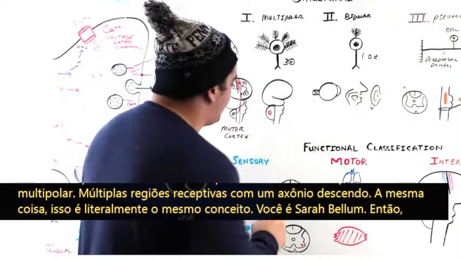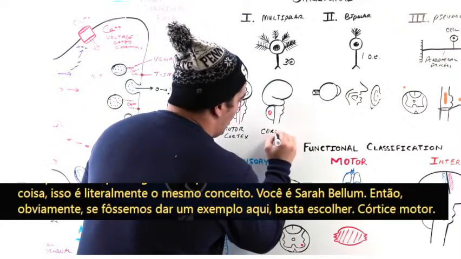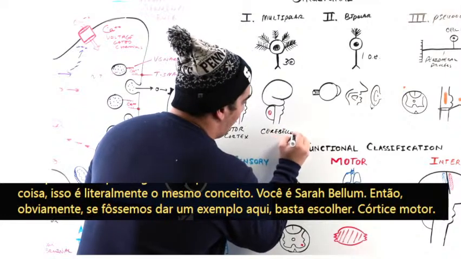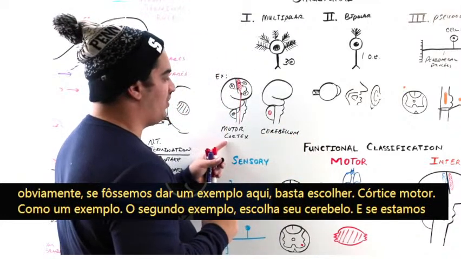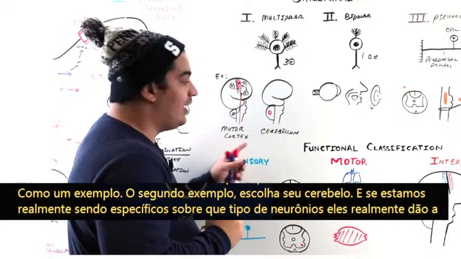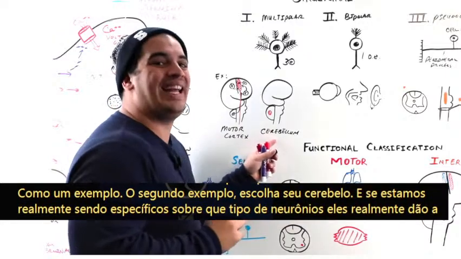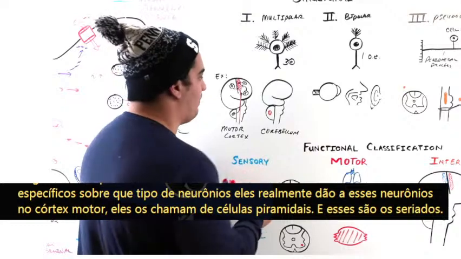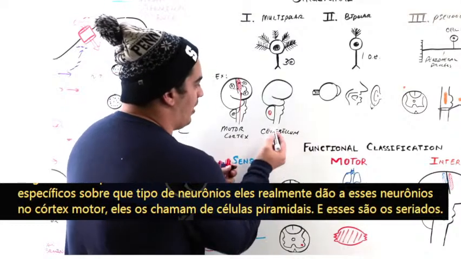The second example, pick your cerebellum. And if we're really being specific about what type of neurons they give these neurons in the motor cortex, they call them pyramidal cells. And in the cerebellum, we call them Purkinje cells, if you truly want to know that. I want you to get the basic concept though.